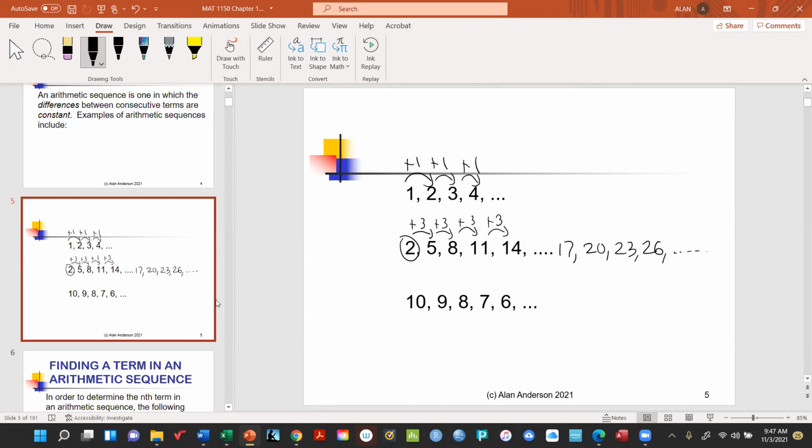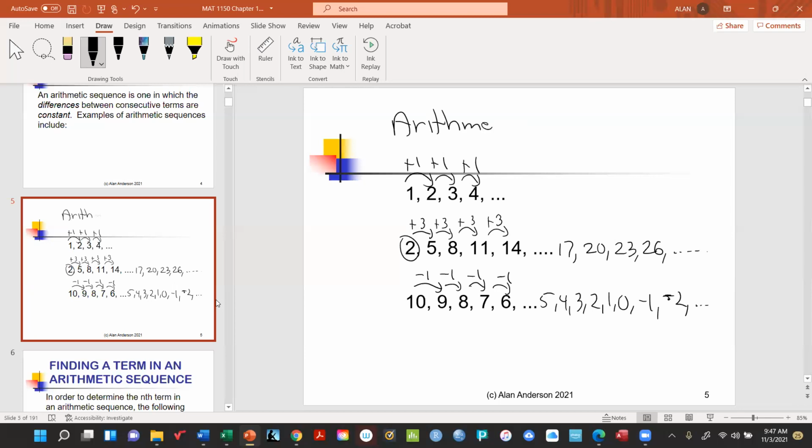This one's interesting because if you notice, it's actually going down, and that's because we're adding -1 to each term to get to the next term, which means we'll have 5, 4, 3, 2, 1, 0, -1, -2, et cetera, et cetera. So all of these are arithmetic sequences.